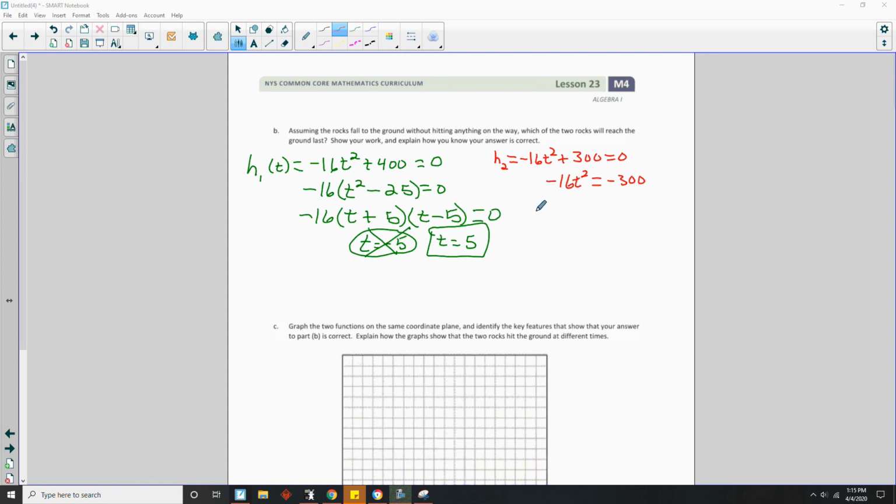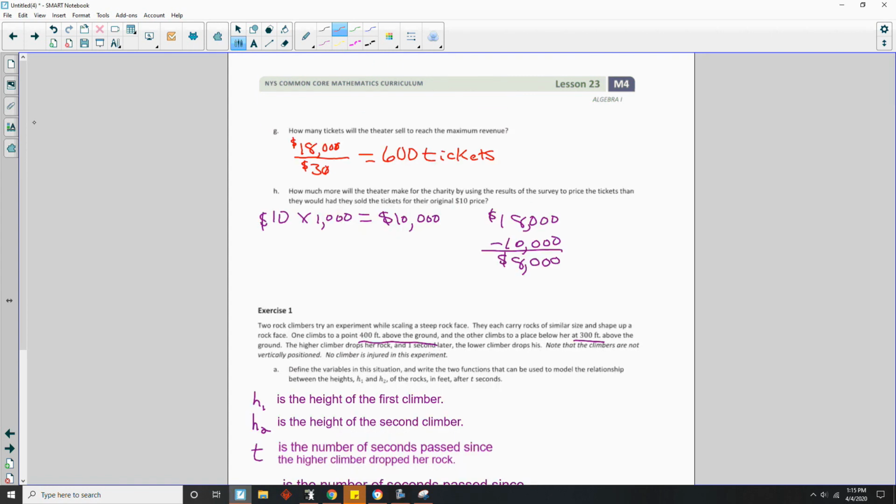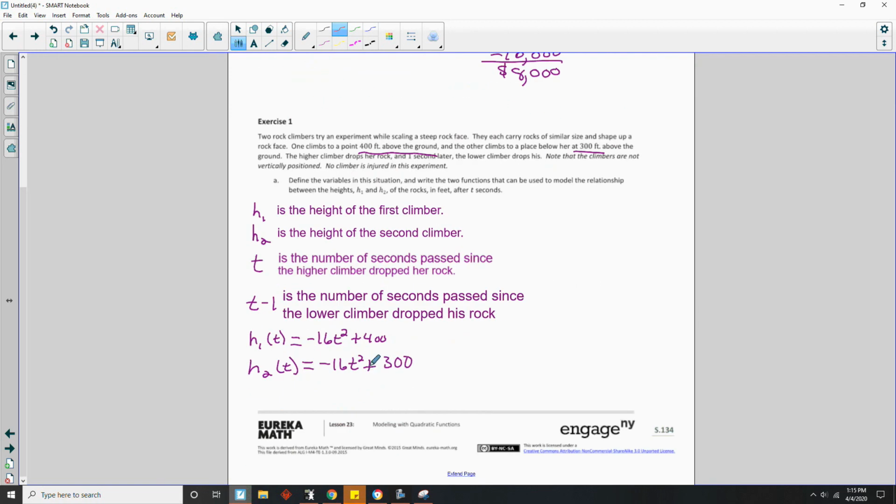Okay, I'm pausing here because I made a mistake. So now let me go back. And h of 2 is not negative 16t squared plus 300. Okay, and I apologize for this mistake. I need to fix this. There is a 1 second later that we need to take into consideration here. So it's negative 16, not t squared. It is negative 16t quantity minus 1 squared plus 300.